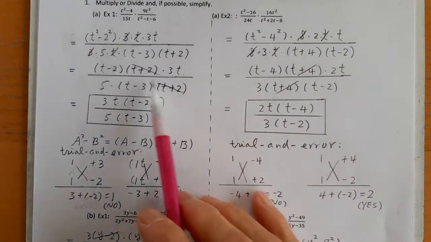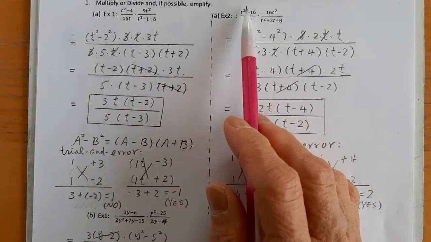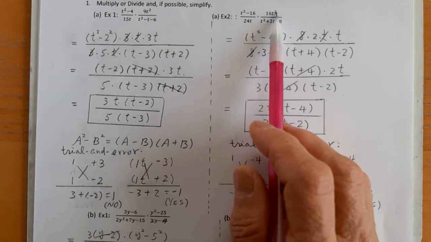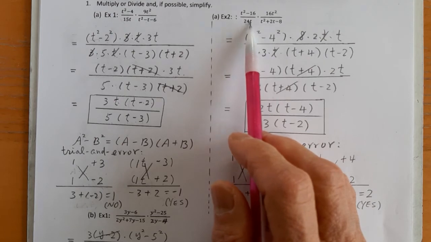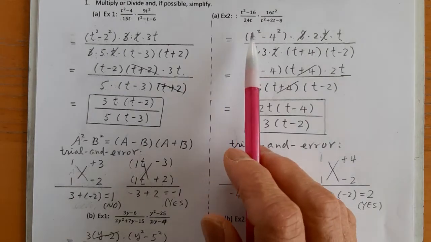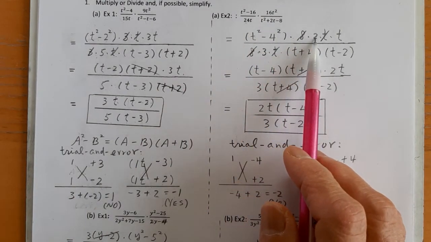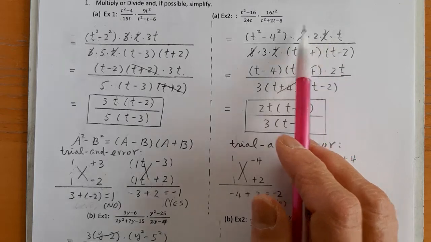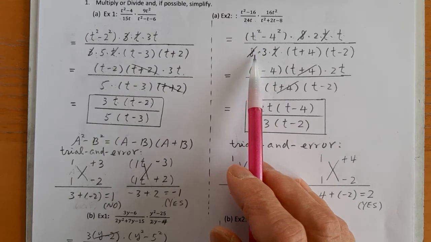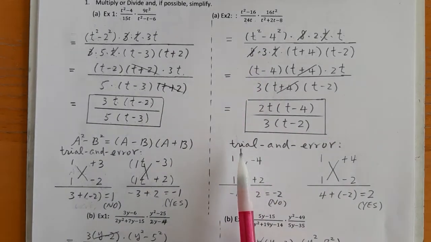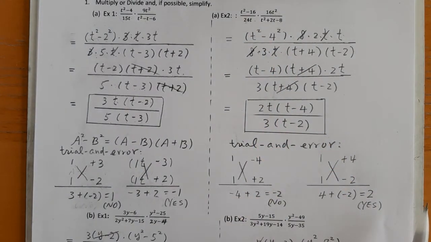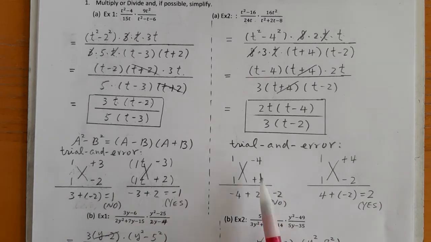Second example for question 1A, t squared minus 16, we can put as t squared minus 4 squared, times 16t squared. You look at the denominator has 24t. 24 and 16 have a common factor, it's 8. So I put 8 times 2t and times t. T squared is t times t. And the 24t you can factor as 8 times 3t. And the t squared plus 2t minus 8, also you use the trial and error method.